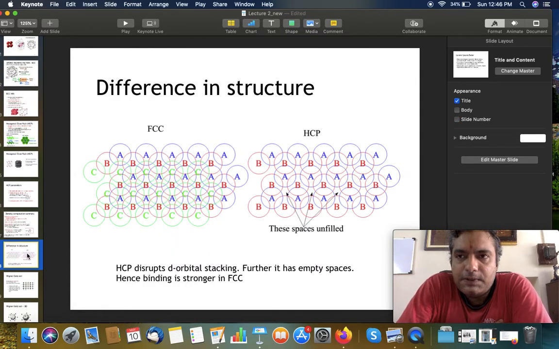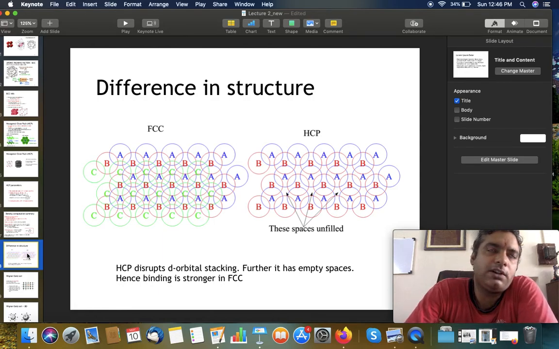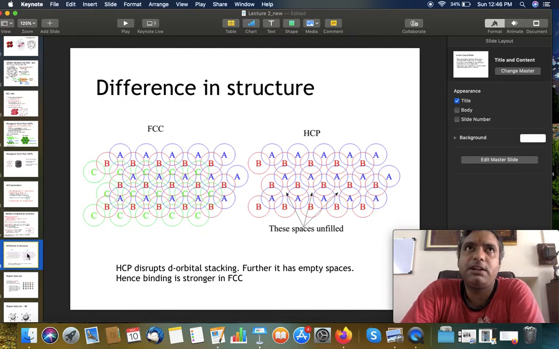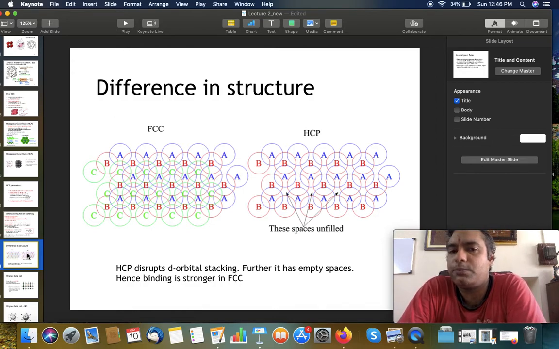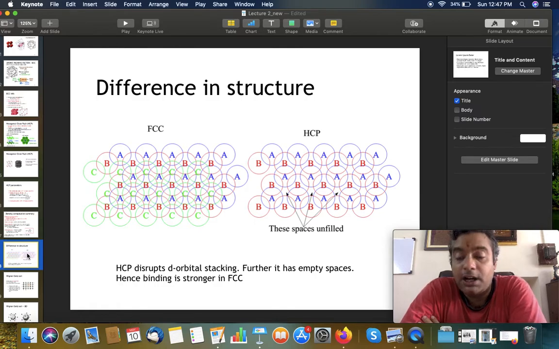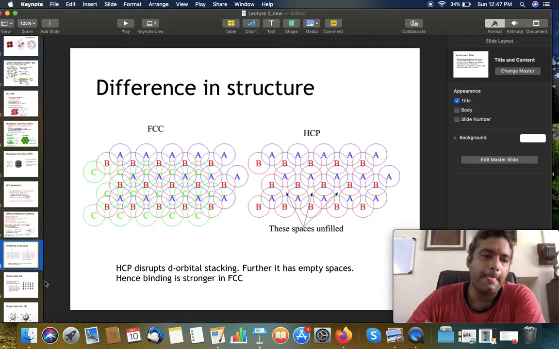So, hexagonal close-packed is the only structure that is very unique in this whole list. FCC, BCC, or cubic, tetragonal, and other structures have a kind of predictable pattern, which is that when there are overlapping structures, there are no gaps in between. If there are no gaps in between, what that means is the d orbital bonding is homogeneous. However, the d bonds and the homogeneity go for a toss in HCP. This makes the structure extremely unique, and these unfulfilled spaces give rise to a lot of interesting electronic structure when there are organic and inorganic adsorbates, or even if we are depositing some other metals on top of the HCP metal. So HCP disrupts the d orbital stacking and it has empty spaces. However, the binding is much stronger in FCC and BCC.